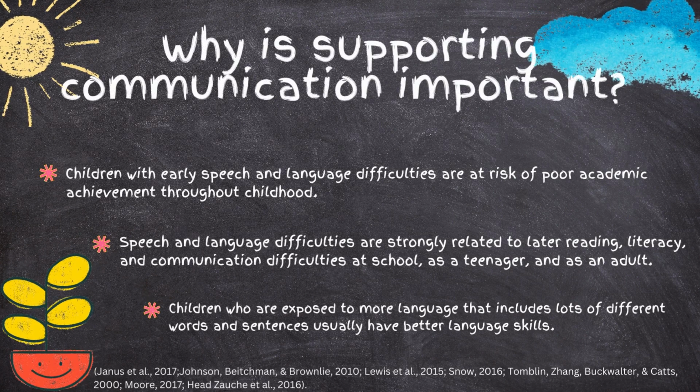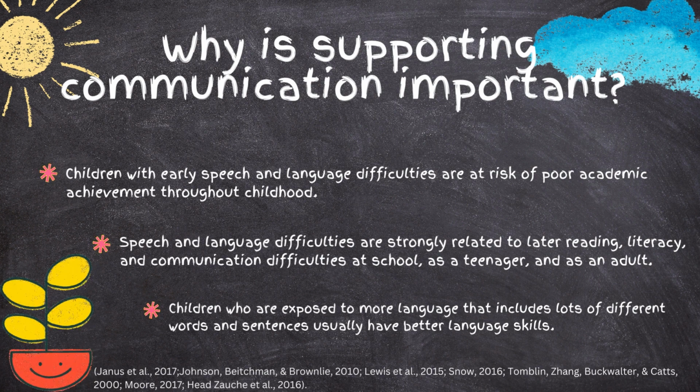So why is supporting communication important? Children with early speech and language difficulties are at risk of poor academic achievement throughout childhood. These difficulties are often only recognised when a child enters an early education setting or when they start school. These difficulties in early spoken language skills are strongly related to later reading, literacy, and communication difficulties at school, as a teenager, and difficulties as adults.